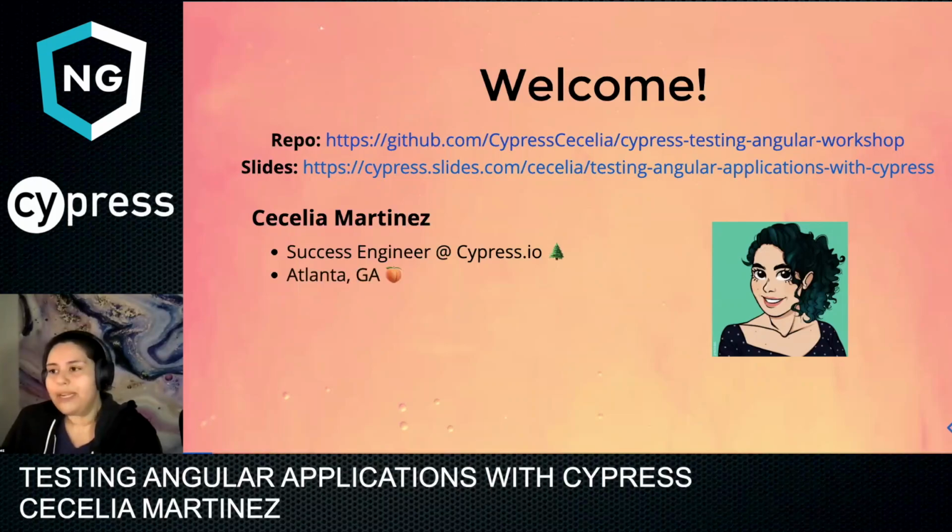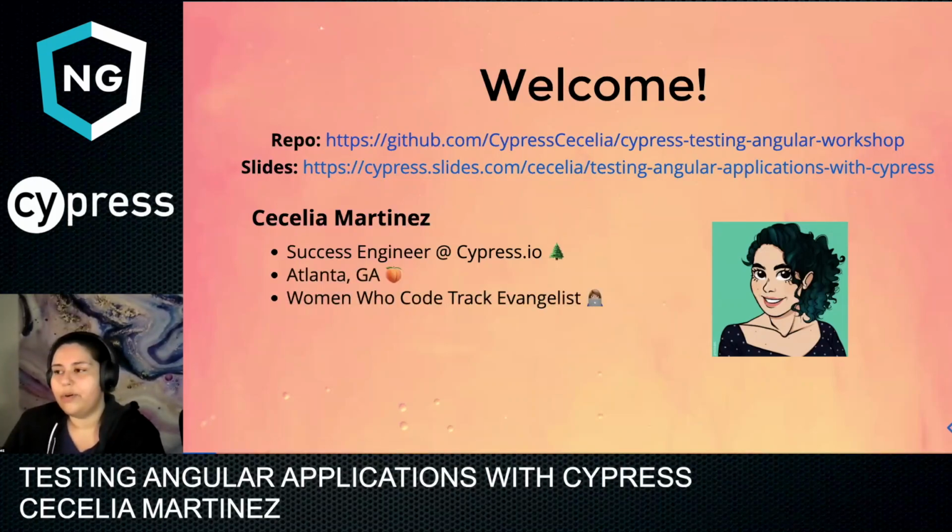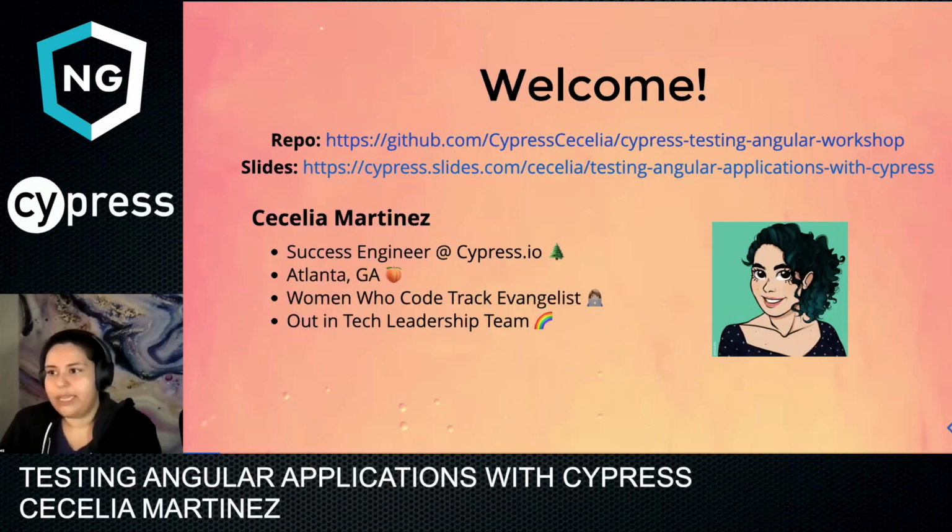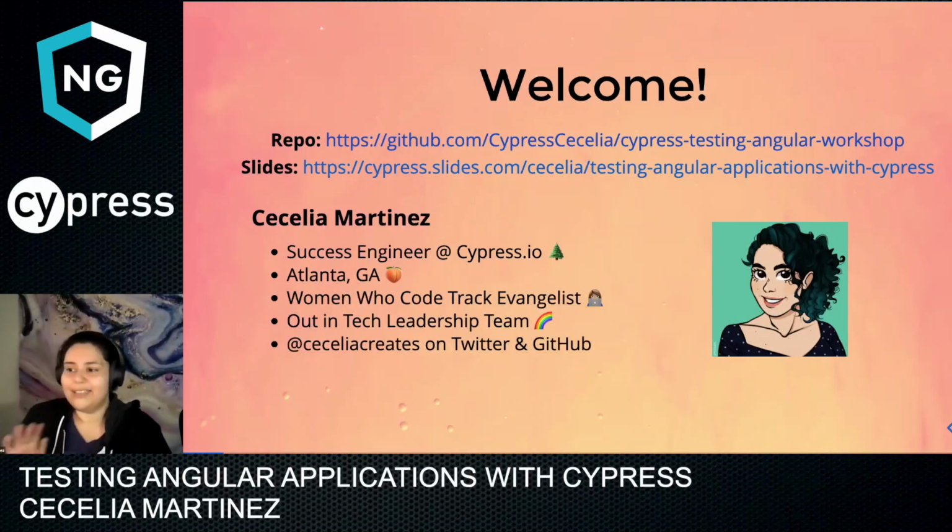I'm in Atlanta, Georgia. I also like to do a lot of volunteer work. I'm a Women Who Code track evangelist for Women Who Code front end. And I'm also on the Out in Tech leadership team and helped found the Atlanta chapter of Out in Tech. You can find me at Cecelia Creates on Twitter and GitHub. I'm also at Cypress Cecelia for anything Cypress related. But in most places on the internet, you can find me as Cecelia Creates.